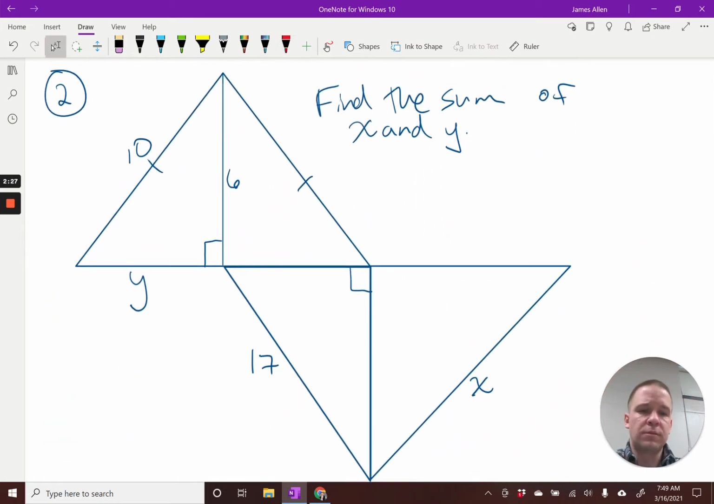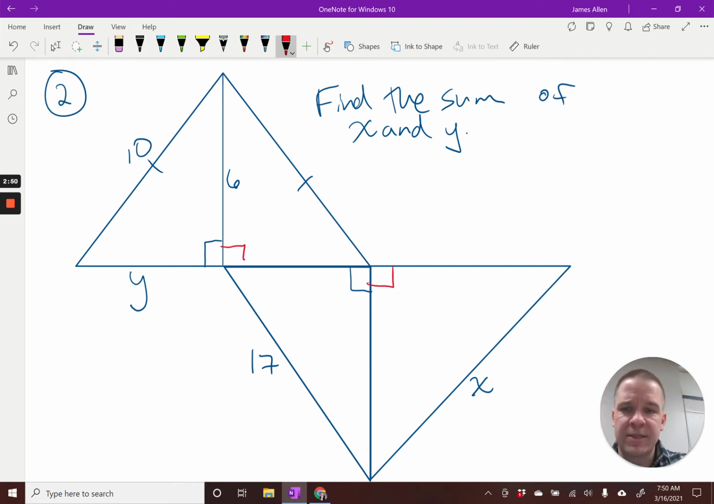All right. Problema numero dos. All right, so we want to find the sum of x and y. I've got x over here is that hypotenuse, it looks like. We got y as one of the sides of a right triangle. All right, so these right angles, keep in mind that if that's a right angle there, this is a right angle here, this is a right angle. We got 4 right triangles we're dealing with, right?